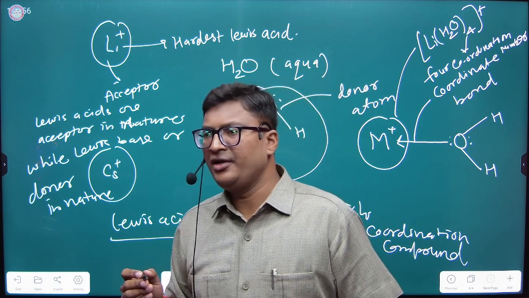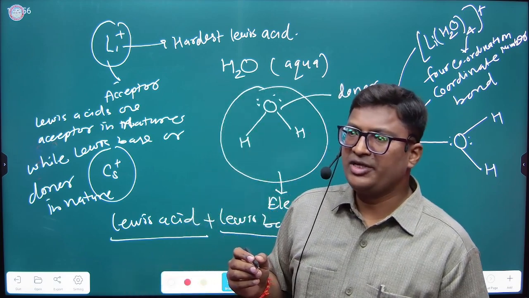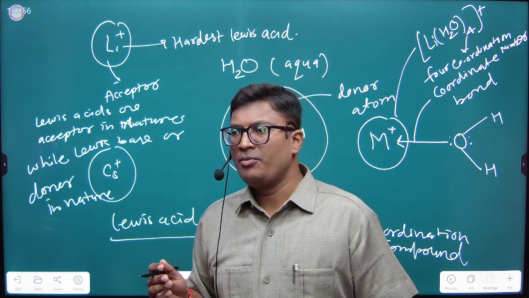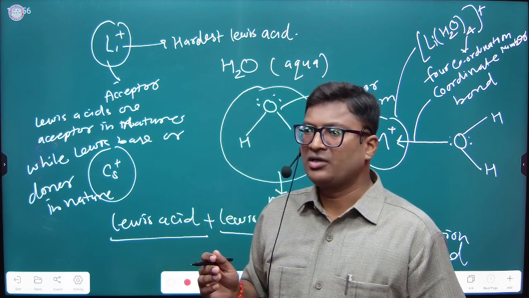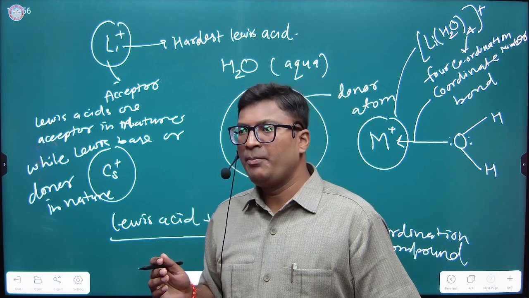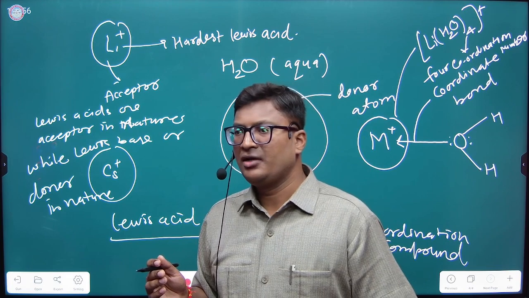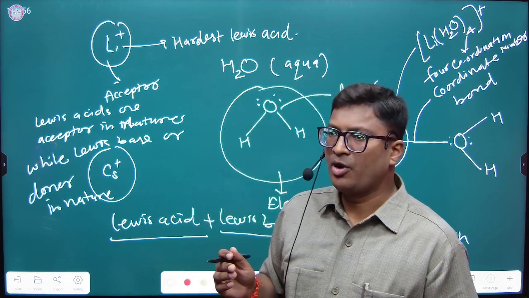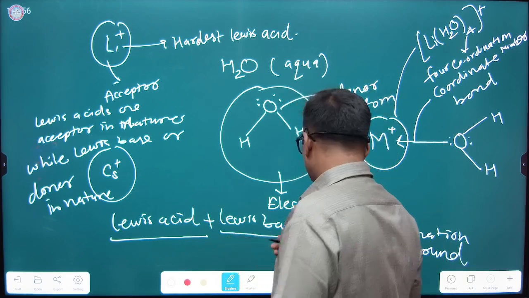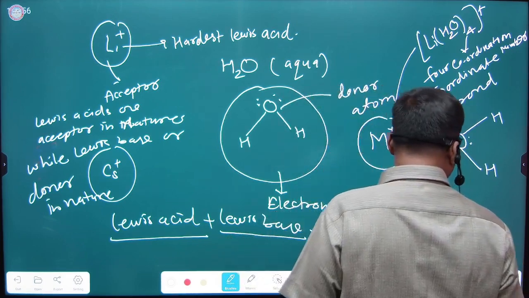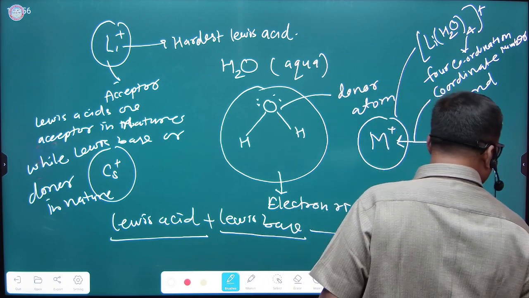So in this way, a Lewis acid and a Lewis base react to form a coordination compound, and coordination compounds may be complex ions: positive complex ions, negative complex ions, and neutral complex compounds. In the next video, I will discuss in detail the coordination chemistry of alkali metals.